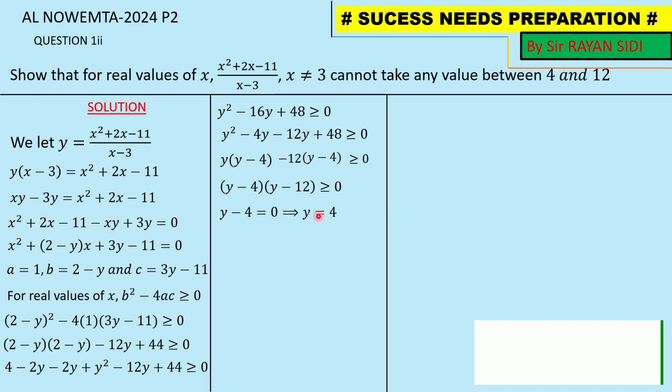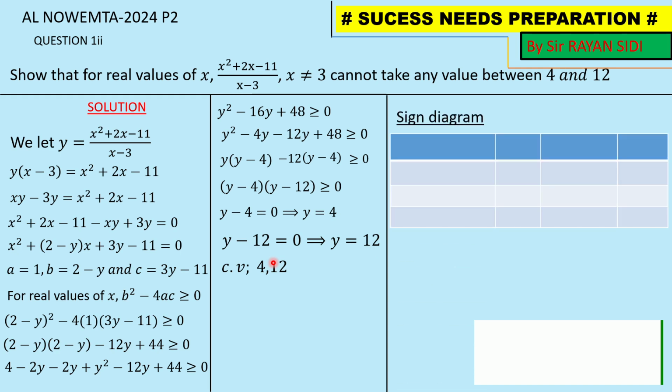Now y minus 4 equals 0 implies that y is equal to 4. y minus 12 equals 0 implies that y is equal to 12. So these are not the values of y, because it is an inequality. This one are just the critical values or the bounds. So we have the critical values. After having the critical values, for an inequality you always have to have the sign diagram.